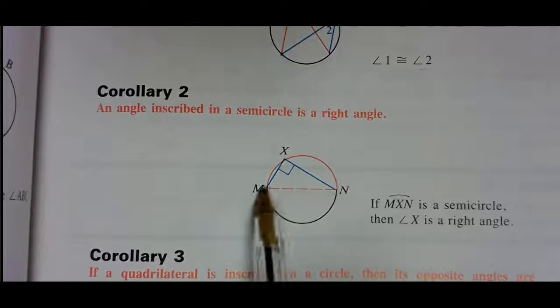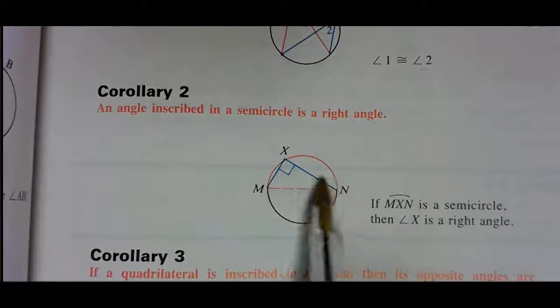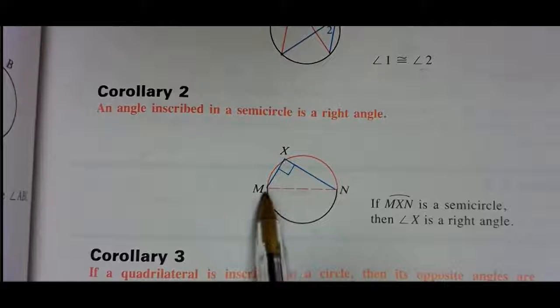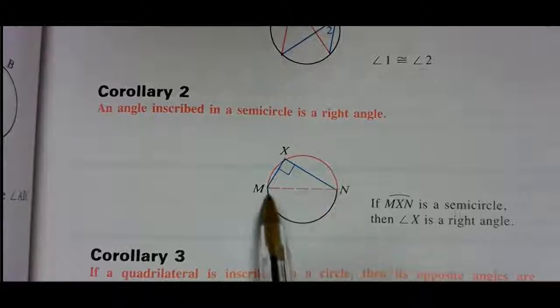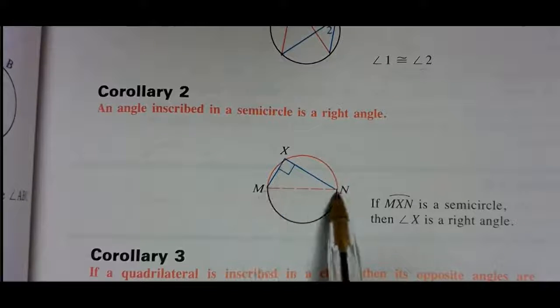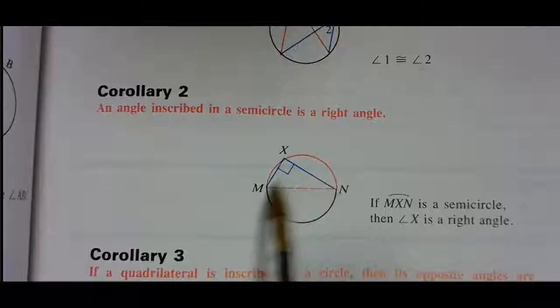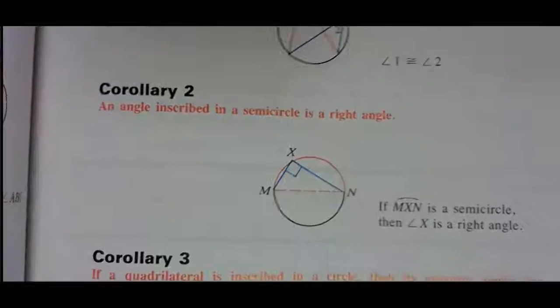Since this is the diameter, this angle in red, in blue, is an inscribed angle, and so this inscribed angle is 1/2 of the arc that it intercepts. So 1/2 of 180 is 90. That's why it is always a right angle if it runs from the circumference, from the diameter.